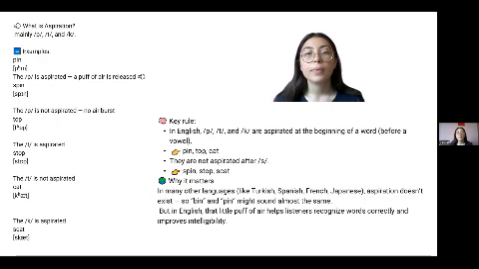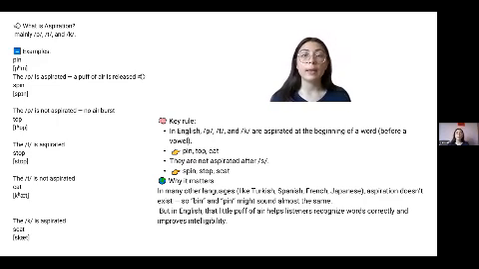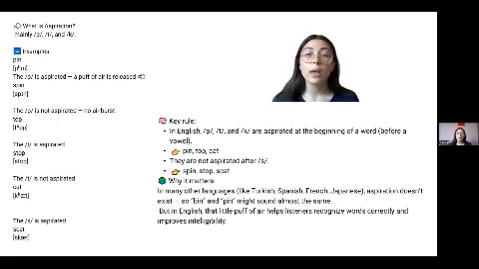You can feel it. And the key rule is p, t, and k are aspirated at the beginning of a word before a vowel. Pin, top, cat. They're not aspirated after S. Spin, stop, scat. And why does it matter?